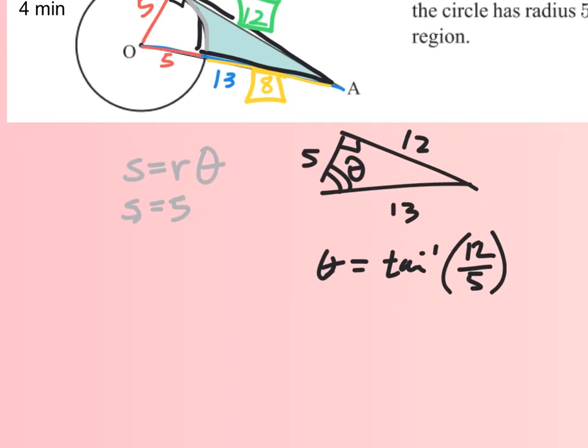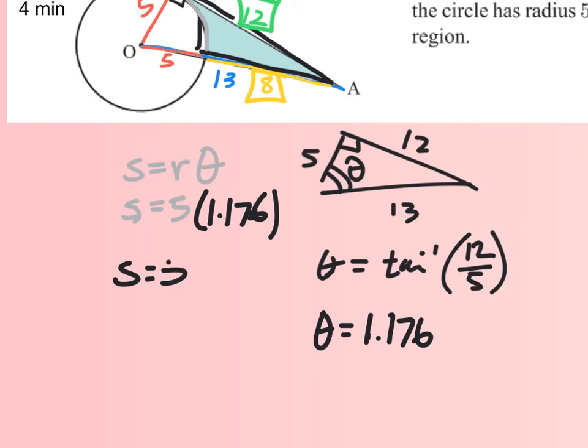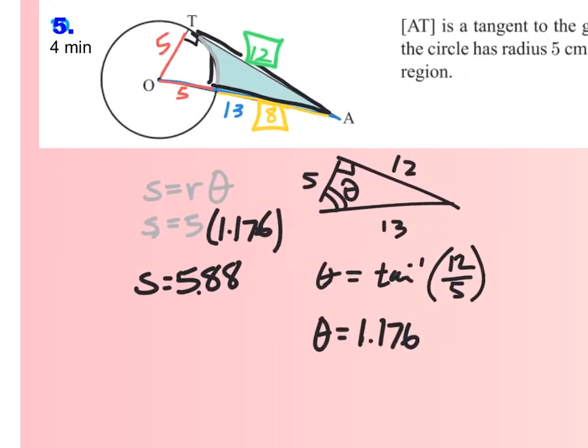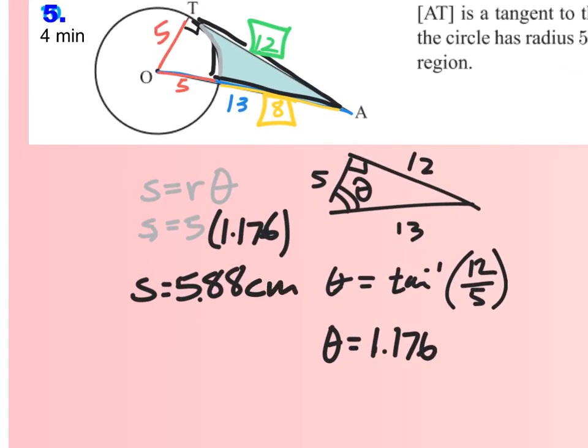Okay, and I want that in radians. So I'm going to put my calculator in radian mode. I get theta equals 1.176. So 5 times 1.176 gives me 5.88. So that part of the arc there is 5.88 units. What is it, centimeters? Yep. So now here, this gray space is 5.88. I'm going to add that to 20. So the perimeter would equal 25.88 centimeters. All right, that's it for day 2.